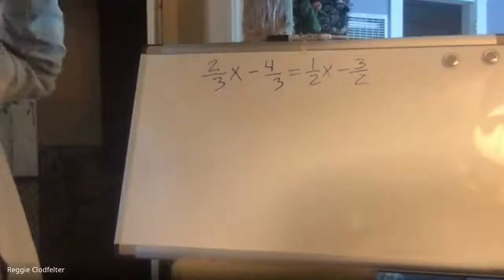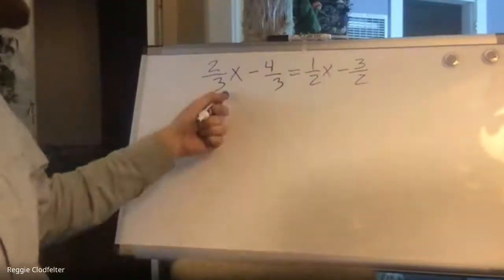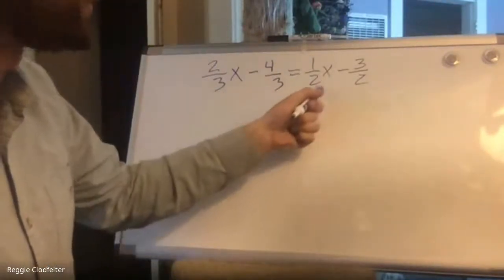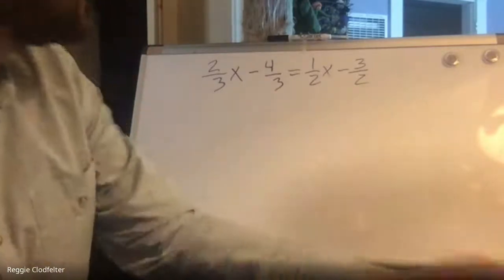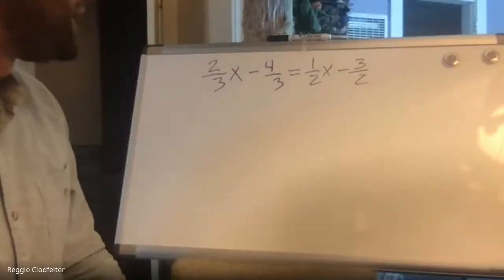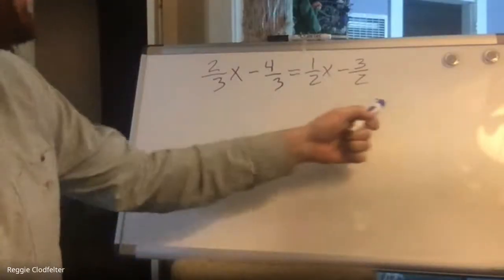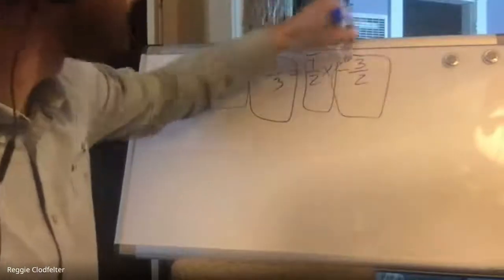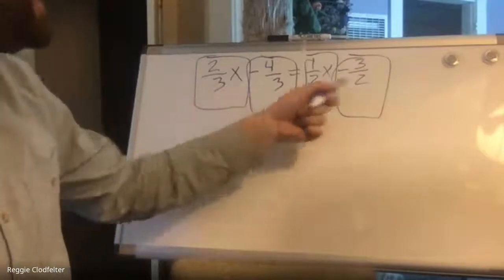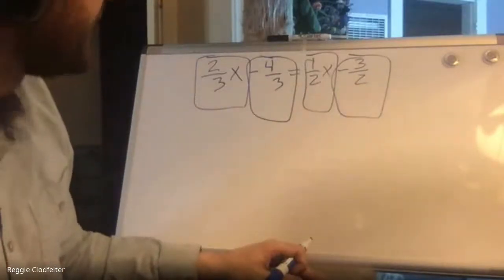Absolutely. Okay. So I have 2/3 x minus 4/3 equals 1/2 x minus 3/2, right? Right, Kainoa? Yeah, that's the equation. So the first thing I want to do to make my life easier is make my like terms, which are my x's and my just numbers here, have the same denominators, right? And so I'm just going to convert everything to sixths, okay, to make it easier.